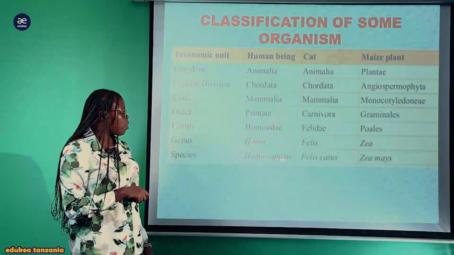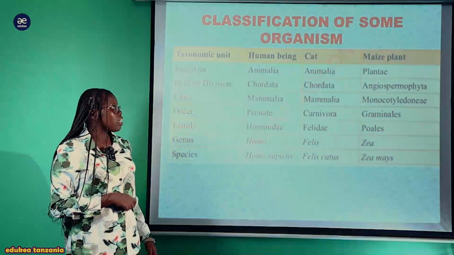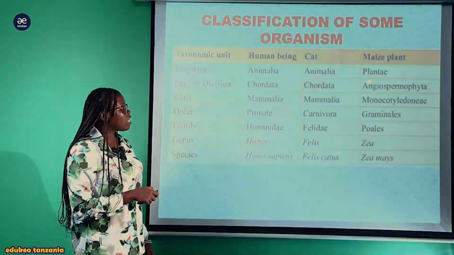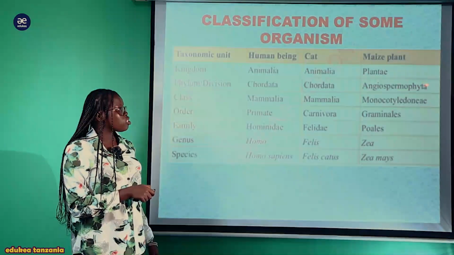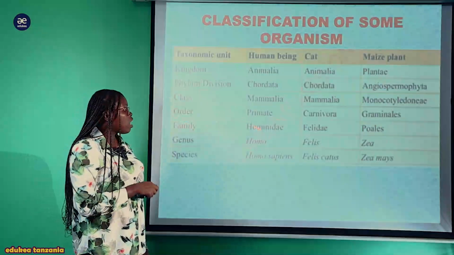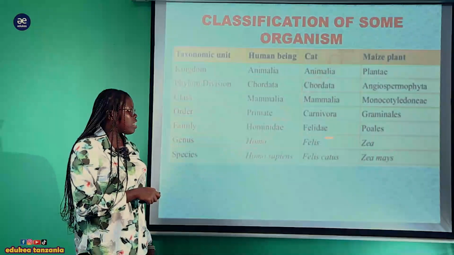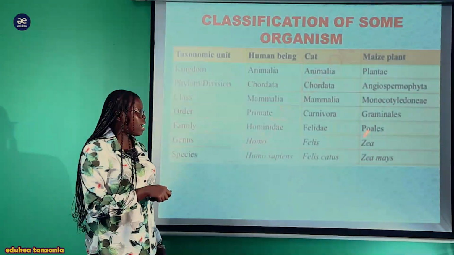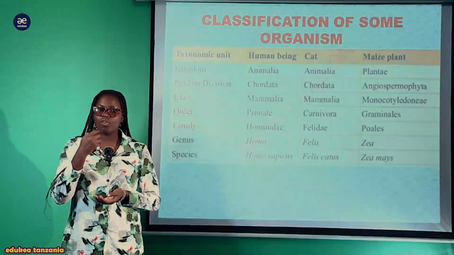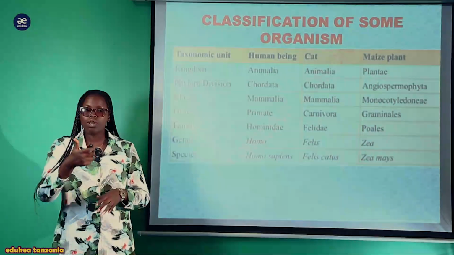Now, looking at the kingdom Plantae, where we have the maize plant, it belongs to the kingdom Plantae, and the division Angiospermophyta, and the class Monocotyledonae, meaning a single seed, and the order is Graminealae, and the family is Poales, and the genus is Zea, and the species is Zea. So this is how we use this taxonomic ranking in classification of the organism. So you have to be aware and you have to understand this flowchart in order to classify a given organism depending on the scientific system.